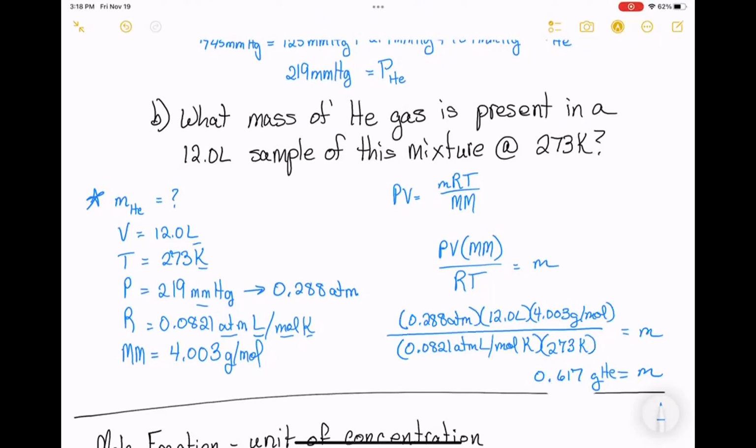There are a variety of ways to use Dalton's law of partial pressure. This is simply one. I could have used Dalton's law of partial pressure and used stoichiometry with a reaction. So there's a number of ways we can go about this.